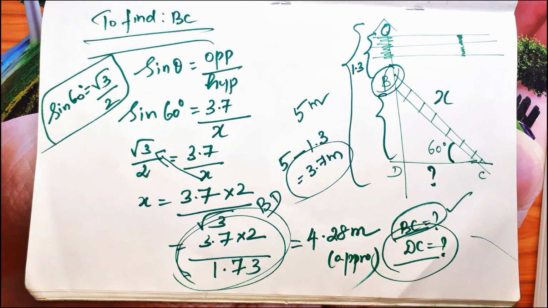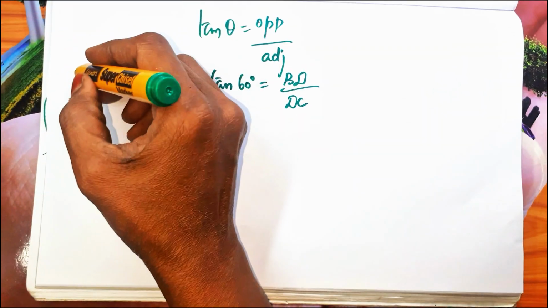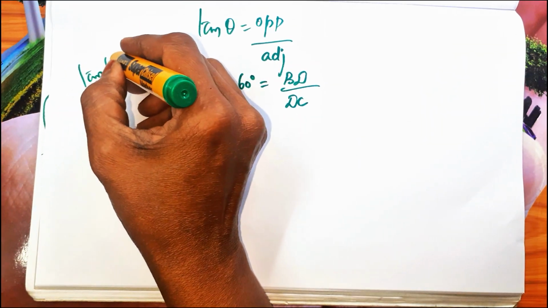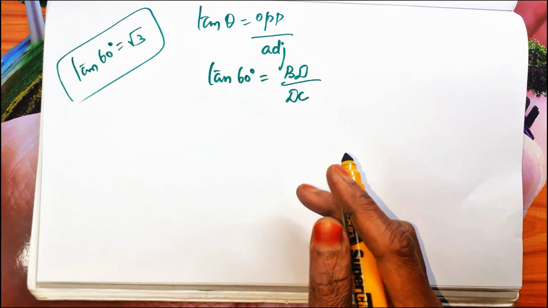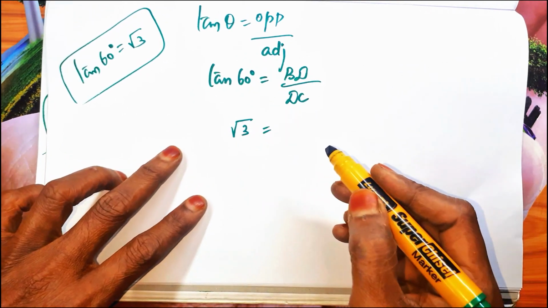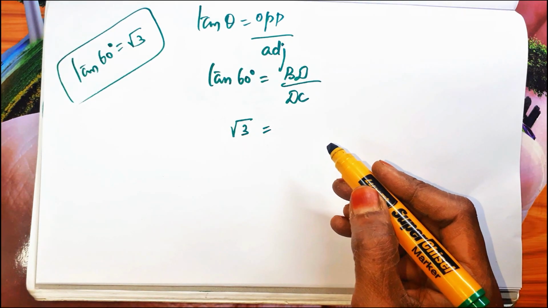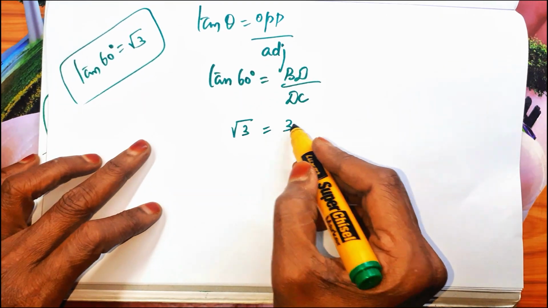So the tan theta formula is opposite side by adjacent side. Here theta is 60. So tan 60 is equal to BD by DC. What is the value of tan 60? Tan 60 is equal to root 3. So root 3 is equal to BD, which we have calculated, BD is equal to 3.7.